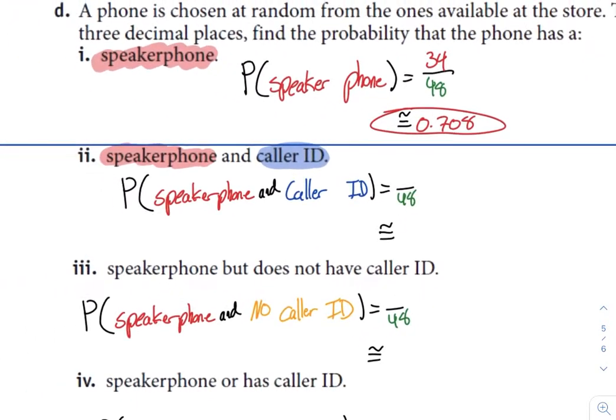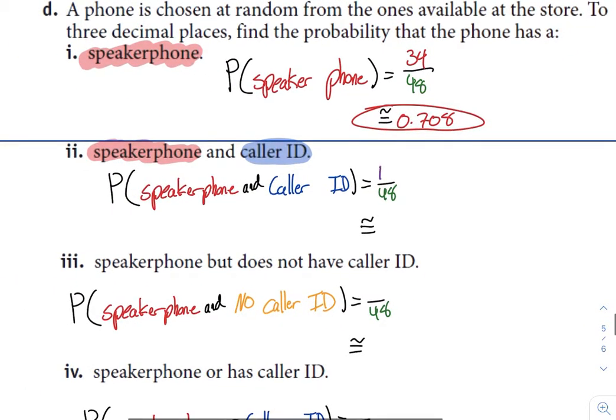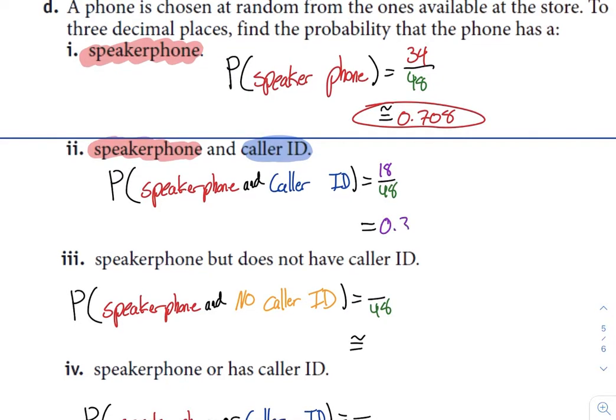So for part D2, we have 18 over 48. And again, if you had a calculator, you would divide 18 by 48. And in this case, it's actually not an approximation because it is exactly 0.375. So I would use a normal equal sign since that's what it came out to when we used our calculators.